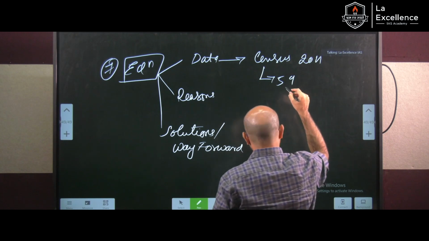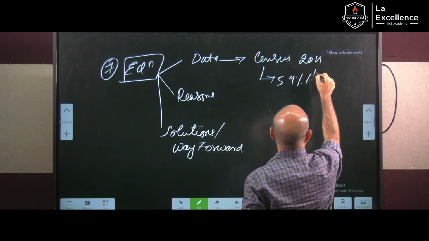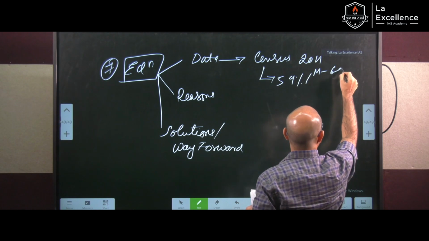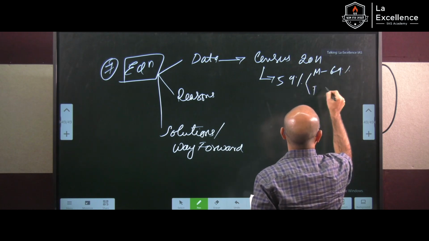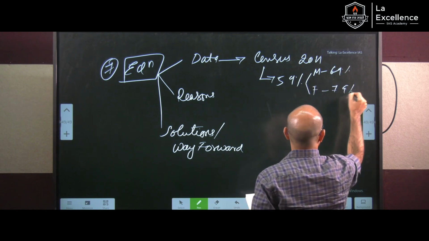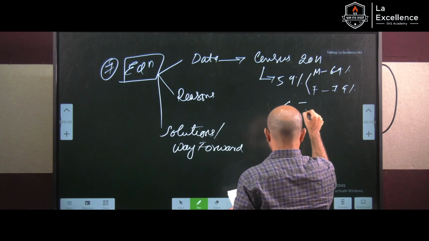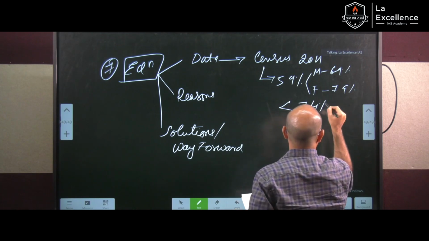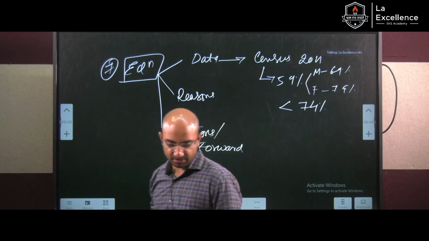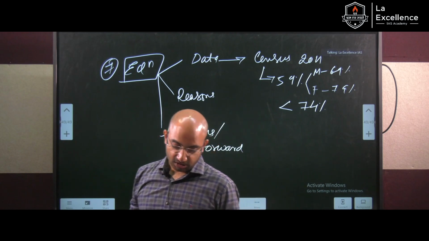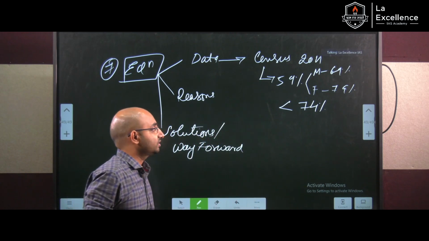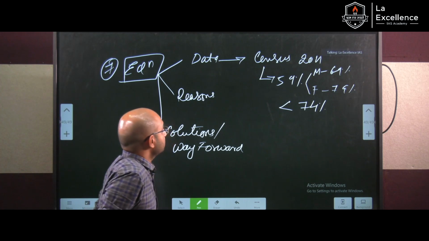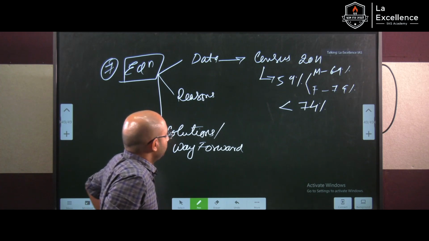According to this, tribal literacy is 49%. Among them, male literacy is 69, female literacy is 79, and this is much below the national average of 73 or 74%. Here, the literacy level is just 59%. So just discuss the data and then talk about reasons.